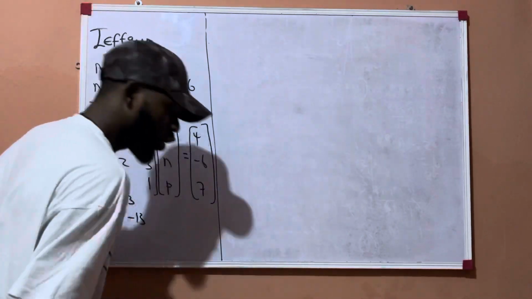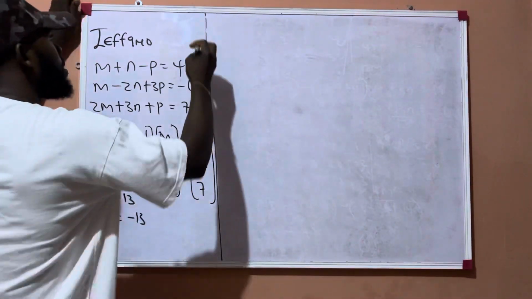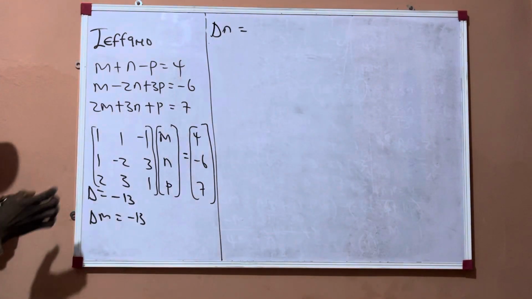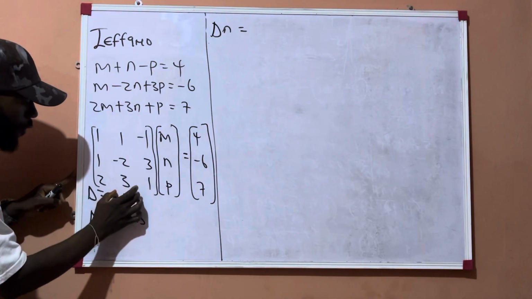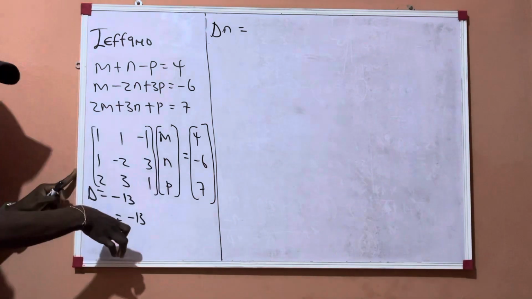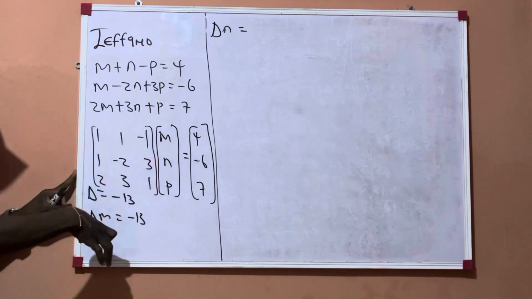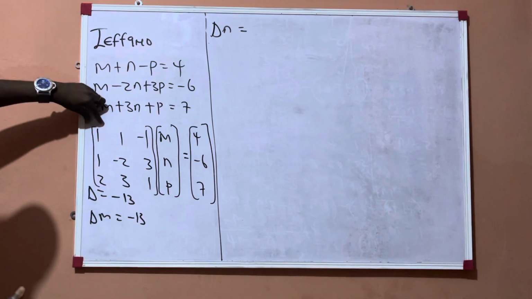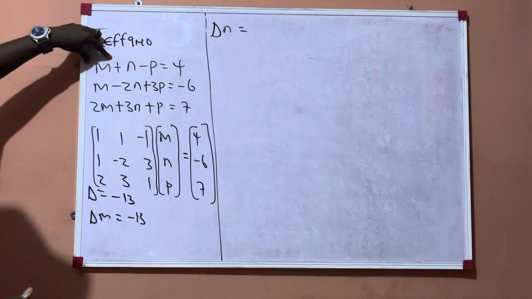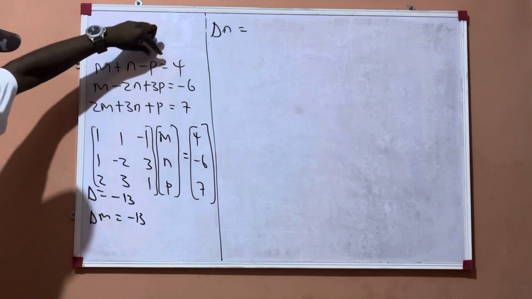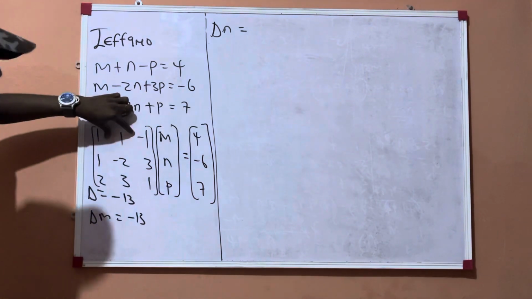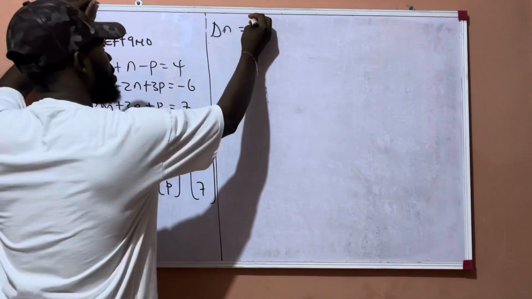Okay, now, solving for change in n. Change in n simply means substituting the column of n with the constants. So what are we going to change here? We are not going to change the first column because the first column belongs to m. We are not going to change the third column because the third column belongs to p. So we are going to change the second column and take it away and give the constants there. So writing this down, we're going to have this.